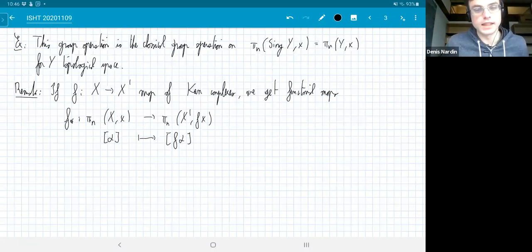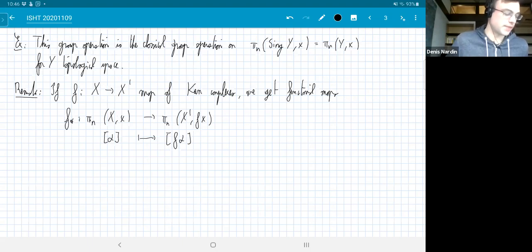You can see the homotopy relation is trivially satisfied because you can take a homotopy and just apply f to the homotopy and you get a homotopy in X prime. And it's a group homomorphism, again, because the group composition depends only on the simplicial structure. So. Okay. So next goal.